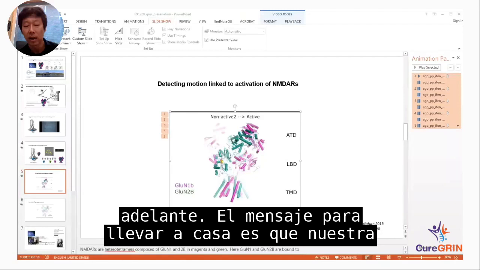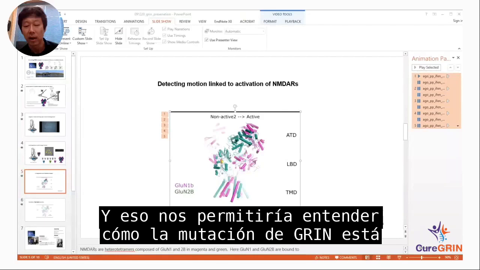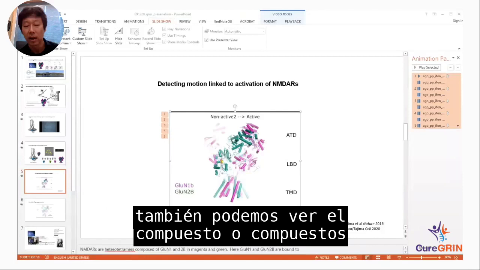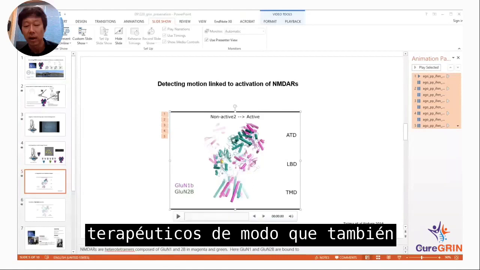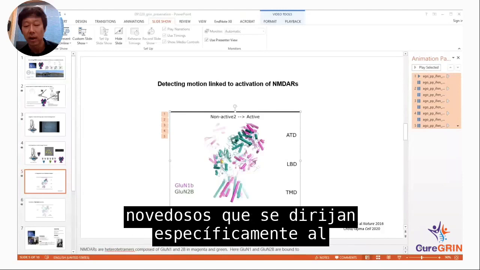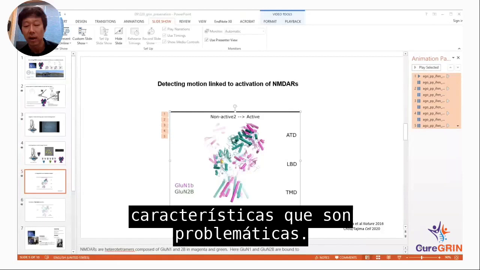But the take-home message is that our mission is to visualize NMDA receptors at atomic resolution, and that would allow us to understand how GRIN mutations are affecting the function of normal NMDA receptors. And also, we can see the therapeutic compounds, so that would also allow us to develop novel compounds that specifically target the receptors that are problematic.